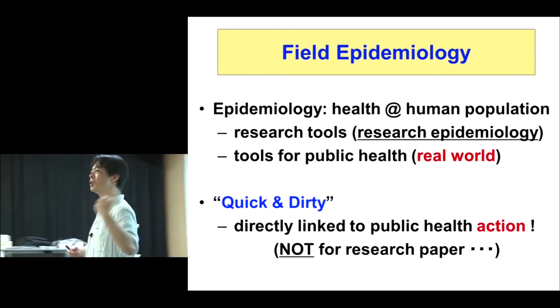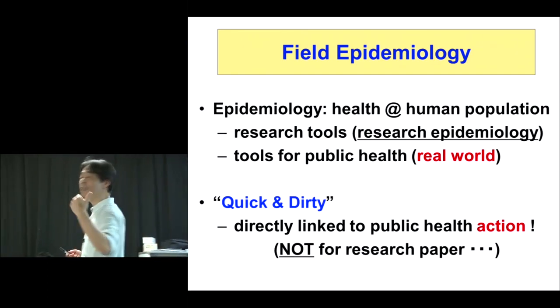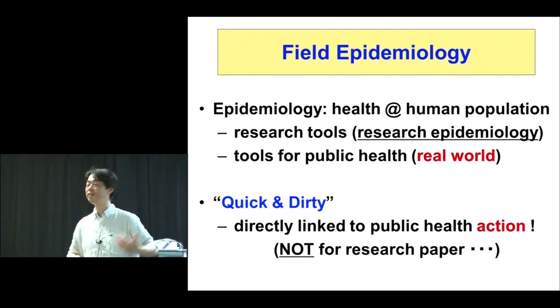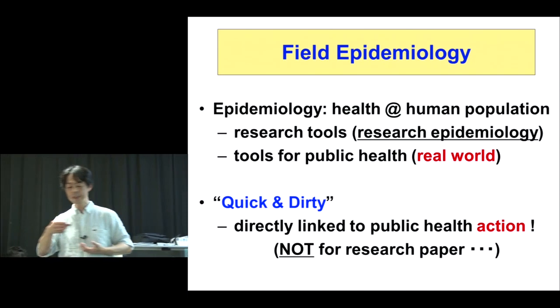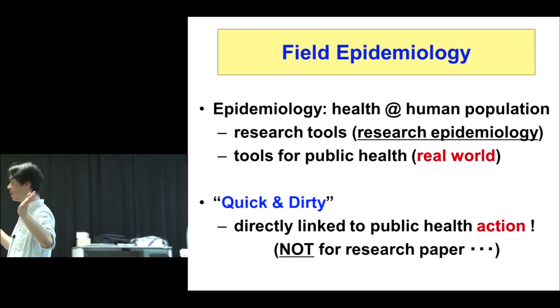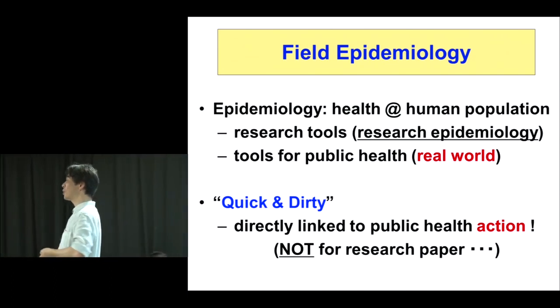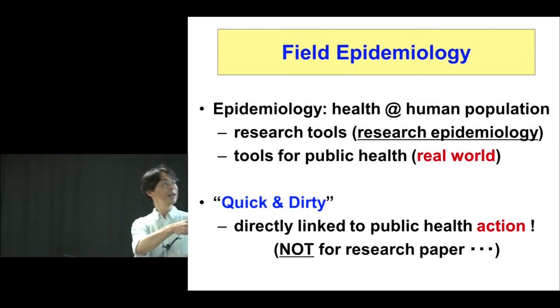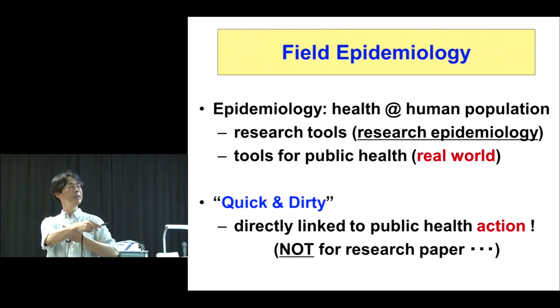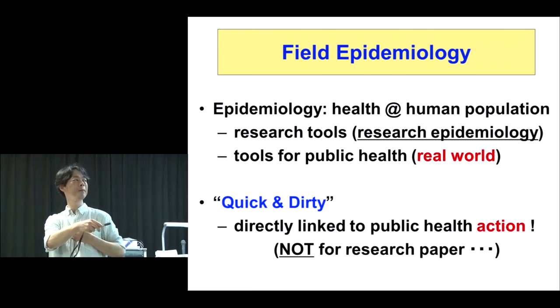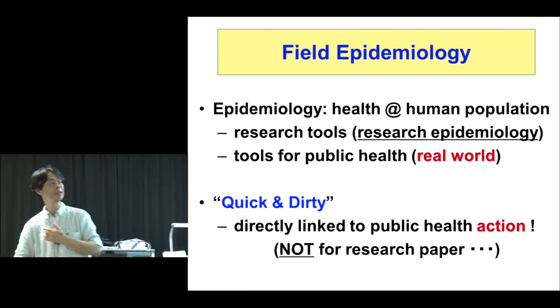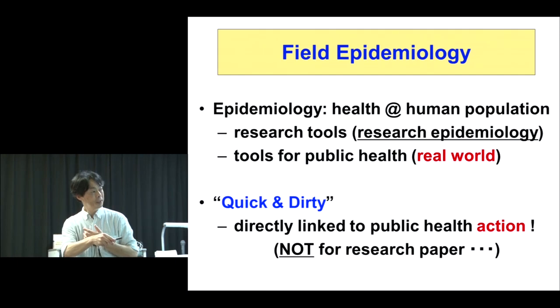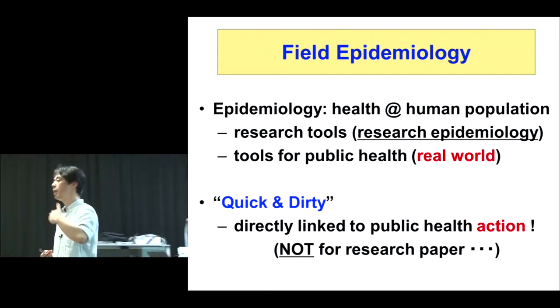Maybe this chart, you've seen this definition. You've learned this definition quite often. Epidemiology, health something, something, right? 疫学の定義というのはたくさん何回も見たと思います。But as I mentioned, epidemiology has two types: research epidemiology and field epidemiology.